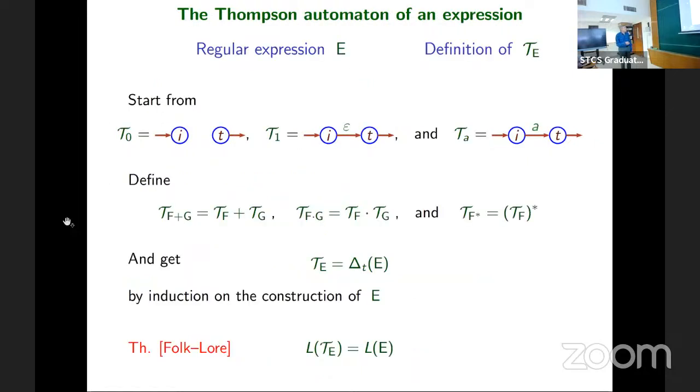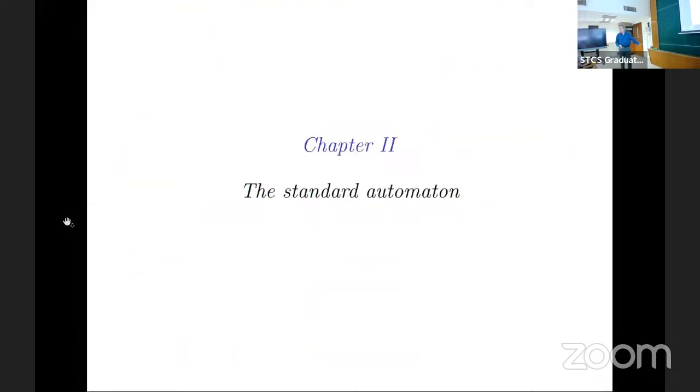So somehow, if we have this, I start from a regular expression, and I can define that way the Thompson automaton of the expression, because I start from the base cases, and using these operations, I get by induction on the expression itself a certain automaton, which is the Thompson automaton, and it is argued that the language accepted by this automaton is the language denoted by the expression, so everybody's happy. End of the story for Thompson.